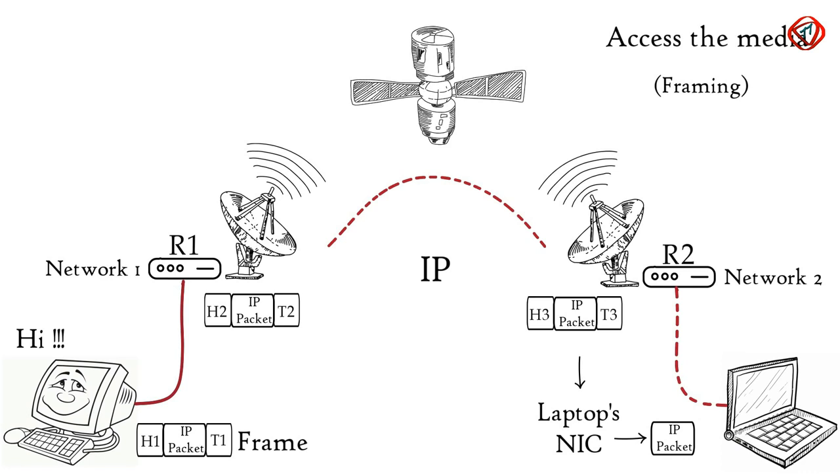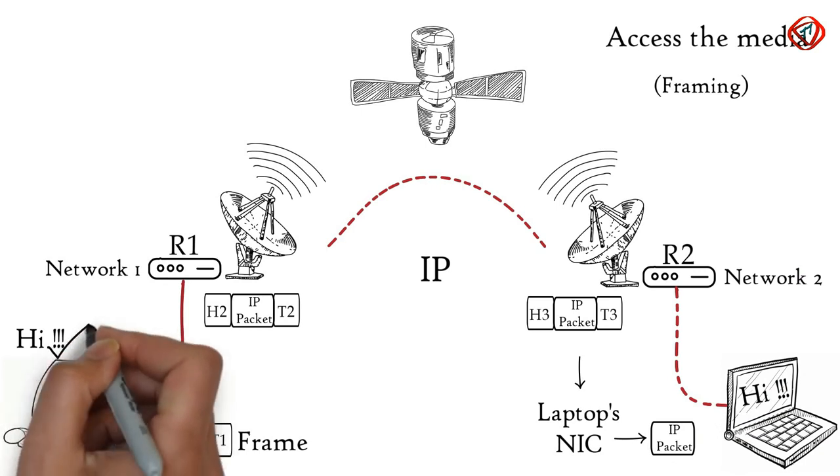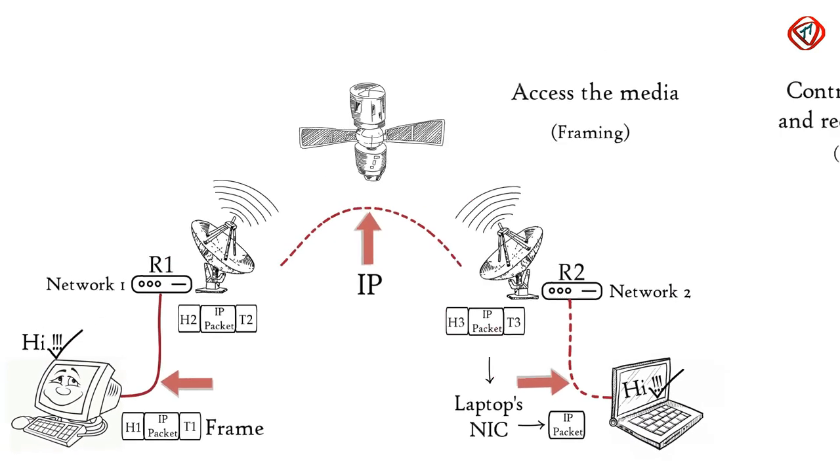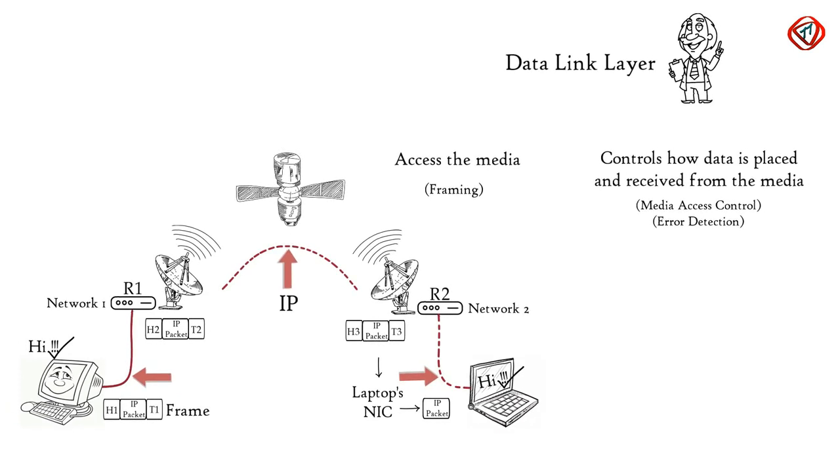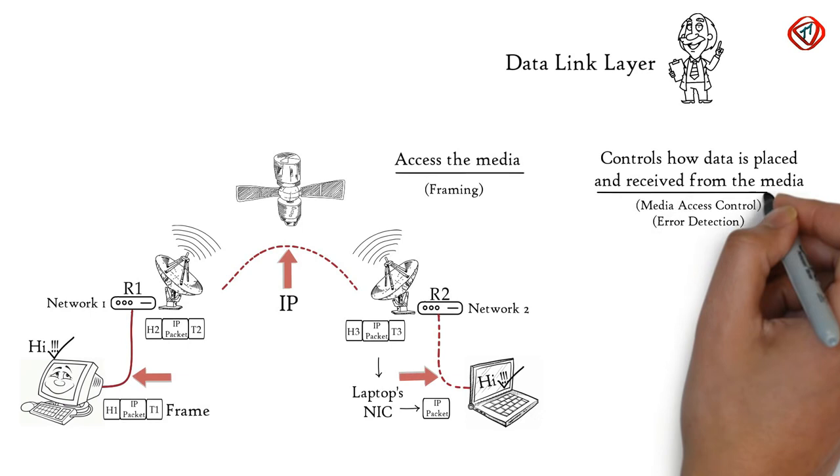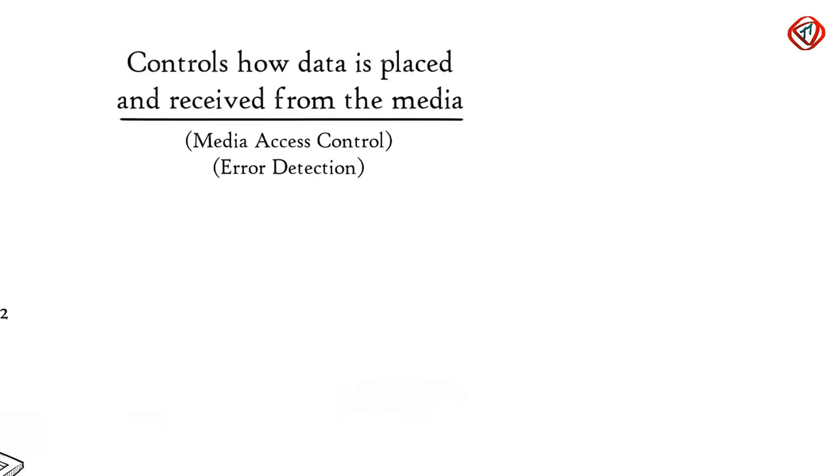Finally, data arrives application layer. Application layer protocols then make the received data visible on computer screen. So, network layer or higher level layers are able to transfer data over media with the help of data link layer. That is, data link layer provides access to media for higher layers of OSI model. Data link layer also controls how data is placed and received from the media.